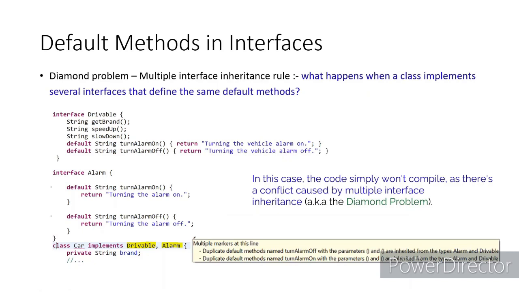What error will the compiler give? See what it is saying over here: duplicate default methods named turn alarm off and turn alarm on with the same parameters are inherited from the types alarm and drivable. So it is saying that two pairs are inherited, with the same method signature and the same name, from two different interfaces. In this case, the code simply won't compile, as there's a conflict caused by multiple interface inheritance. This is very common, and it is not caused by default methods alone.